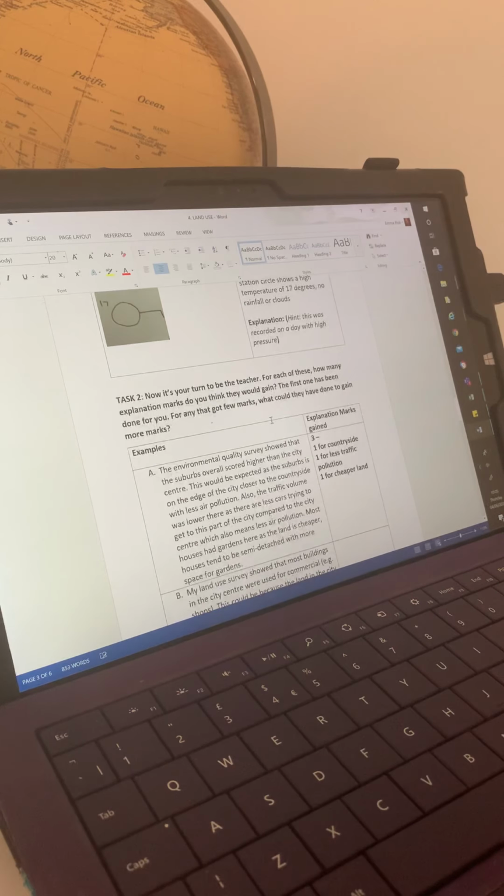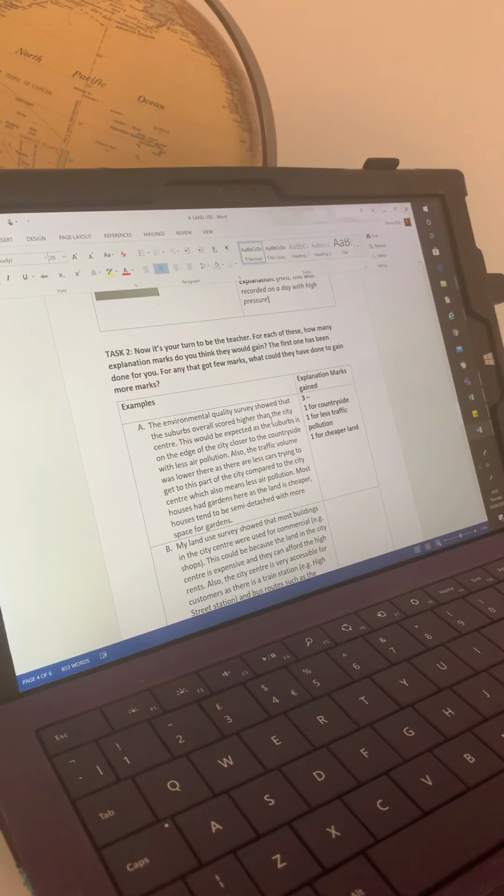The next task is you're going to be the marker, just like what you have done a couple of times so far. So I've written in some explanations and you just need to say how many marks you think they would get for an explanation, being careful that you do not give a mark for a description here. We're just looking for explanation.